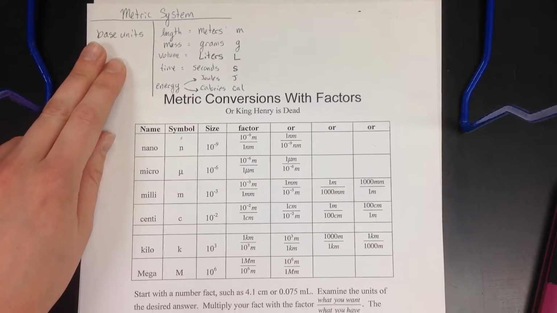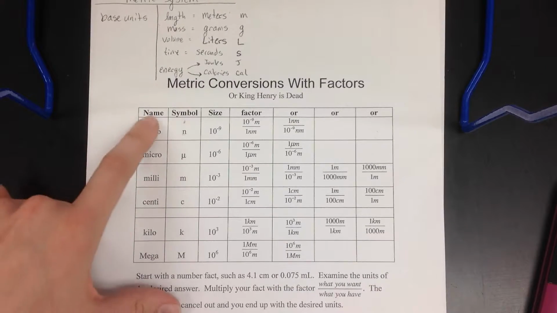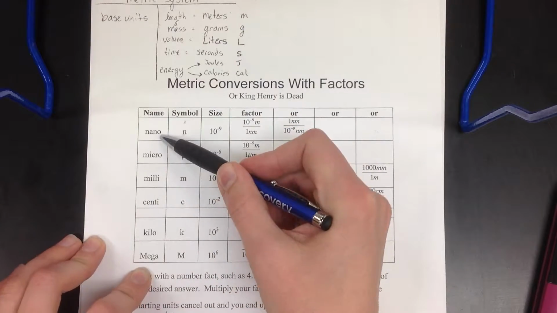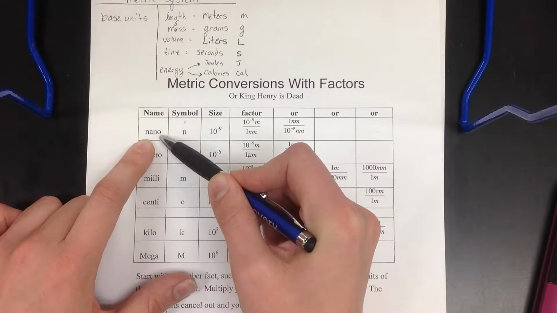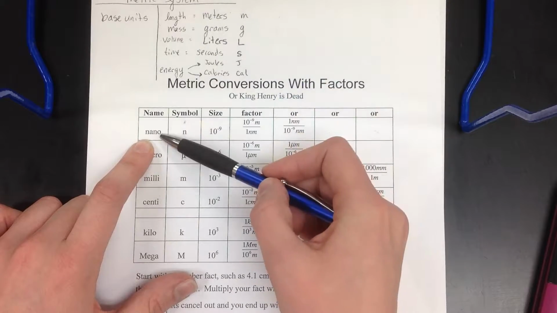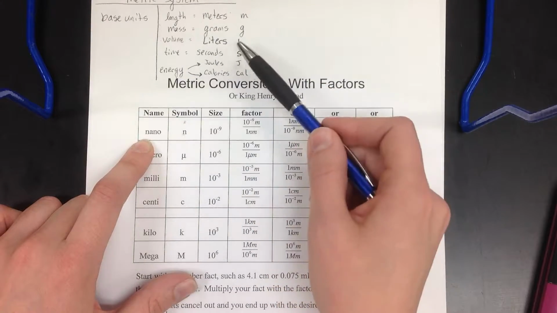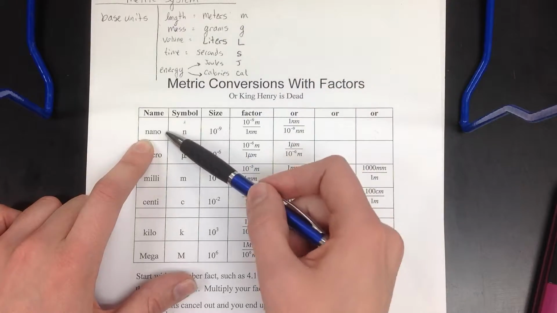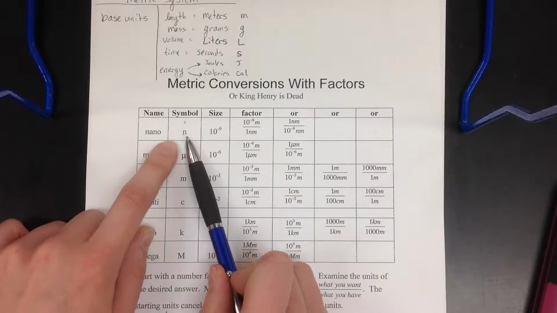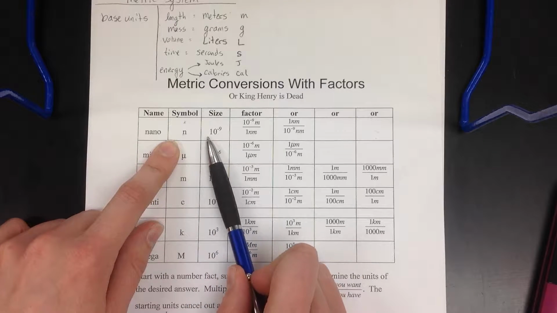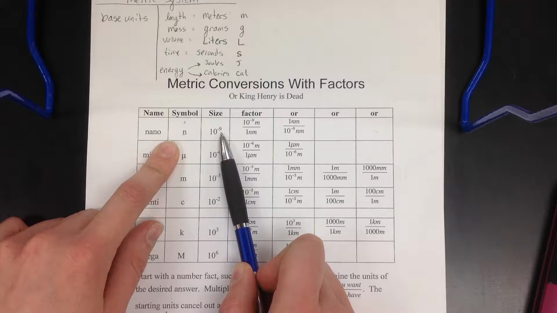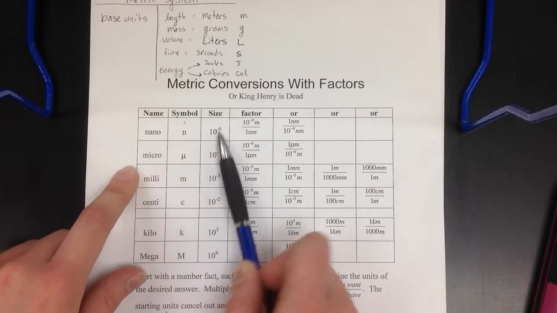This is one sheet that I passed out in class. Over here on the left side are all of the possible prefixes. Nano. Now again, your nano prefix could refer to nanometers. It could also refer to nanograms or nanoliters. Your base unit is interchangeable with your prefix. Nano has a little n, and 1 nanometer, or 1 nano base unit, is equal to 10 to the negative 9th meters, or 10 to the negative 9th, whatever your base unit is.